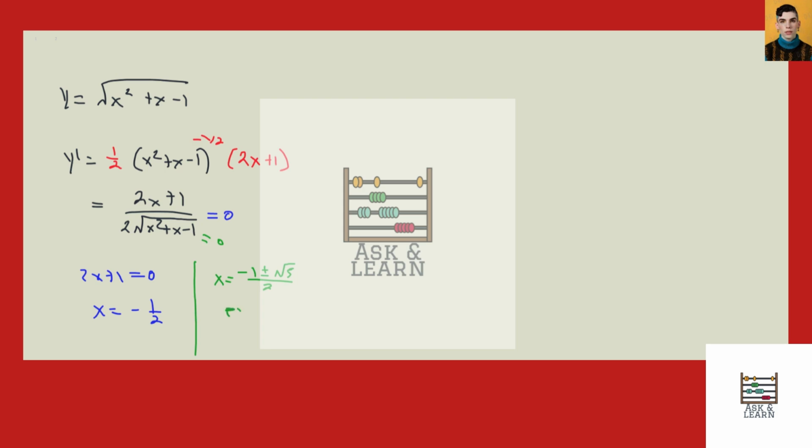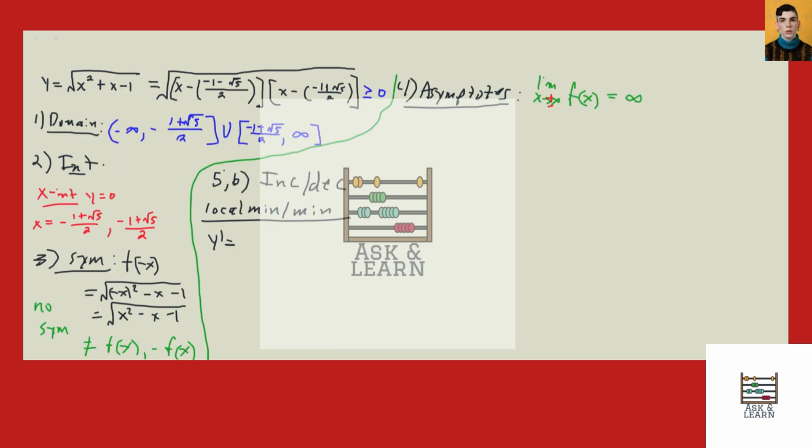But since these are our endpoints, we don't really need to worry about these being our critical values. Since they are the endpoints, they can't be a max or a min. But do remember, in general, we do need to check those as well. All right, so we had y prime is equal to (2x + 1) over 2 square root of x squared plus x minus 1.